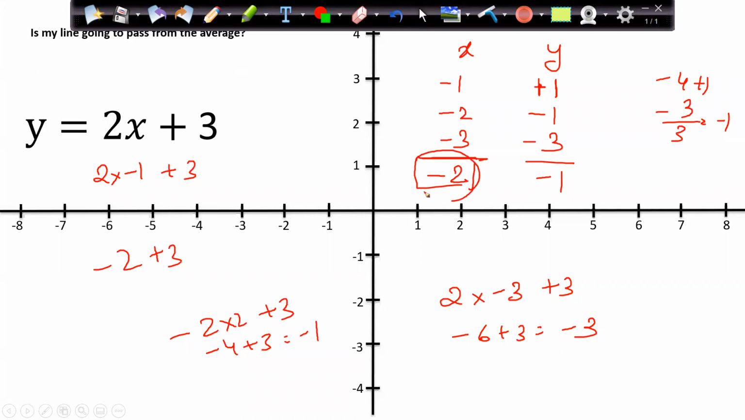Let me put this -2 in the equation. So 2 into -2 plus 3. What you are getting? -1. That is what you are getting here also. So you see that when I am creating a line passing multiple points, my line will always pass from the average.